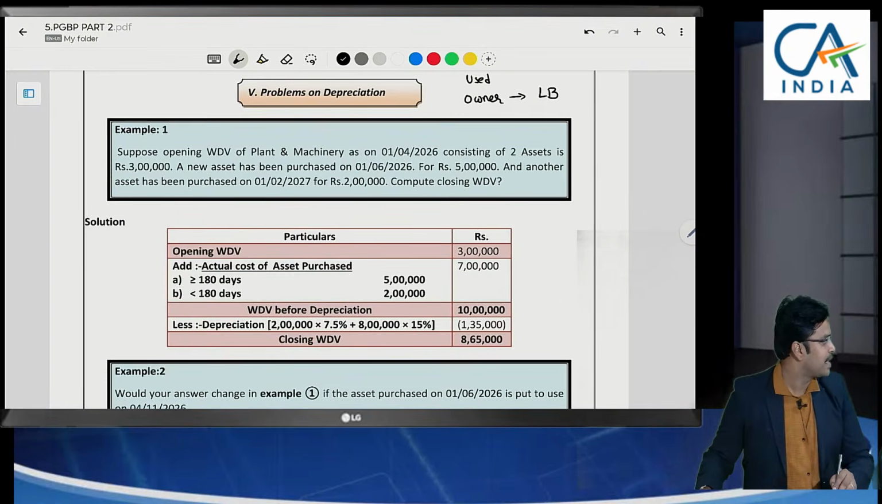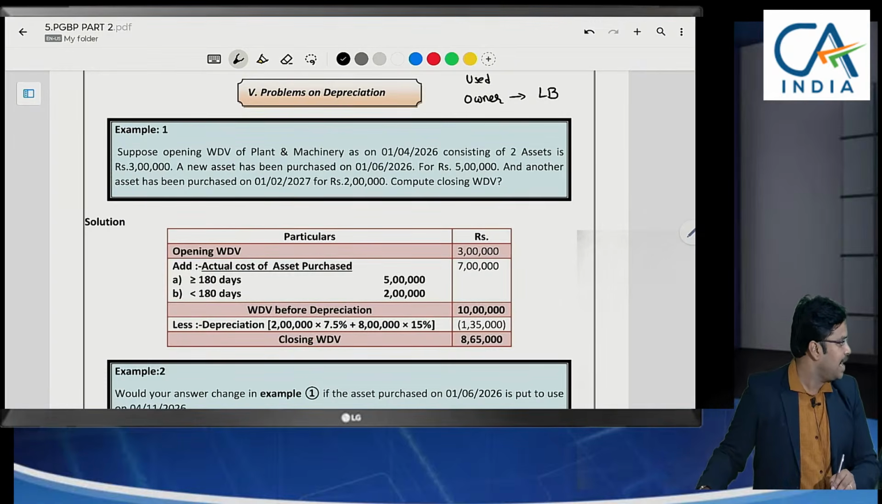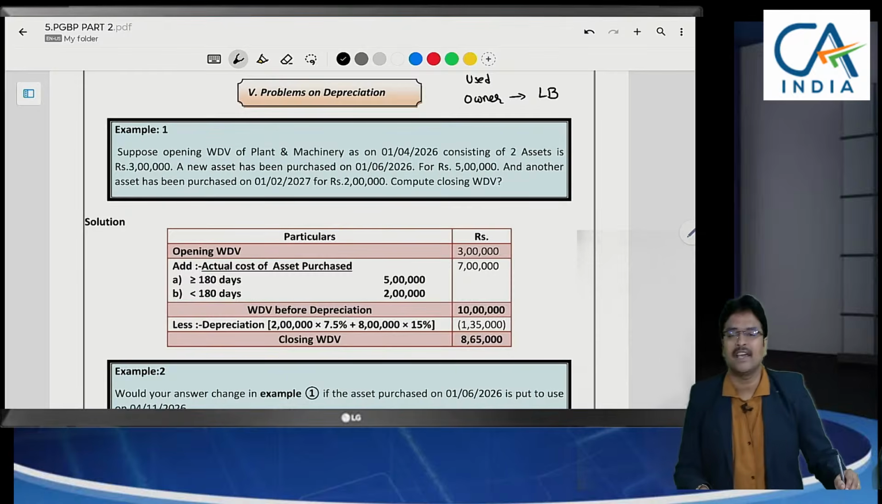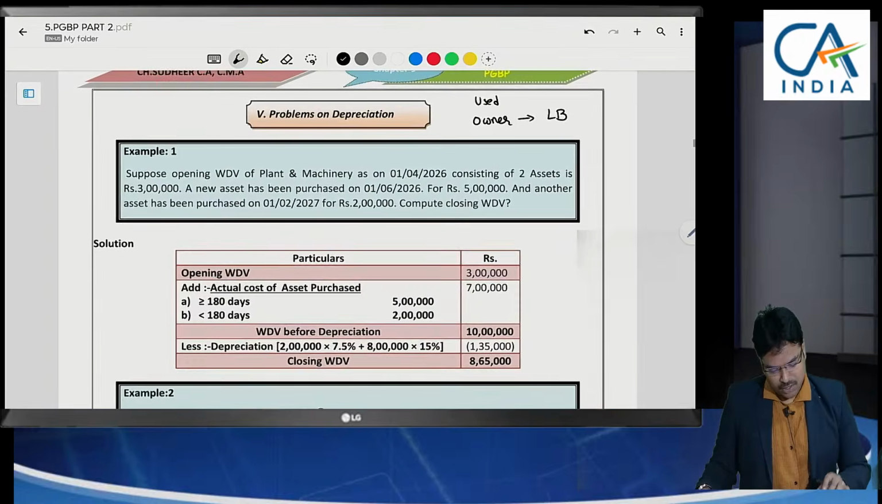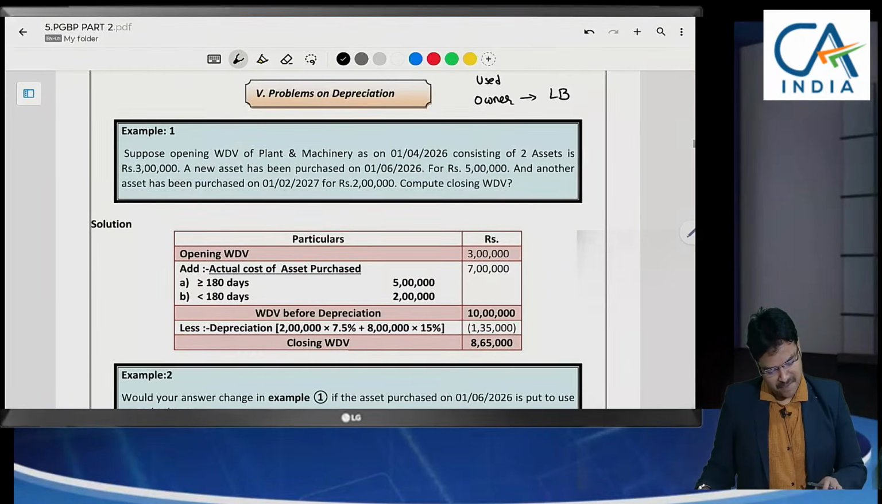Sir, if you have taken a foreign loan and repay in 4 years, can we adjust forex effects every year? Yes, for every repayment you can adjust to the block of assets. To the block you can adjust for every repayment. That is the clarification. Okay. So now comes example number 1.